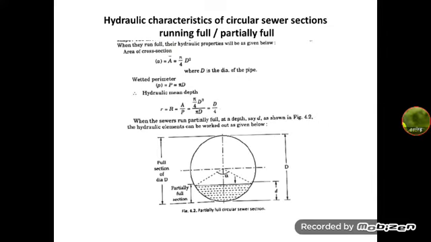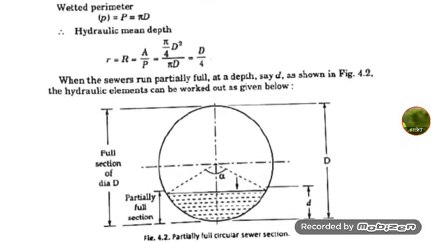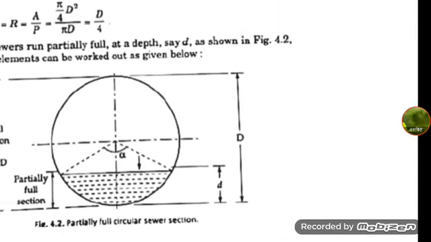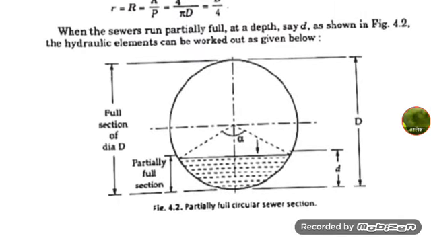So when the sewer is running full, the depth is capital D. Here, if you see the diagram, the sewer runs partially full at a small depth d. The hydraulic elements are shown below. Capital D is the diameter of the pipe, and small d is the depth of the water when the flow is running partially full. Alpha is the angle of the chord.